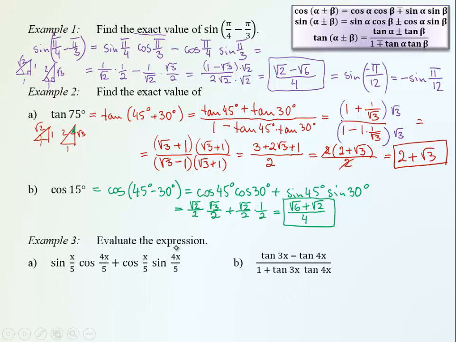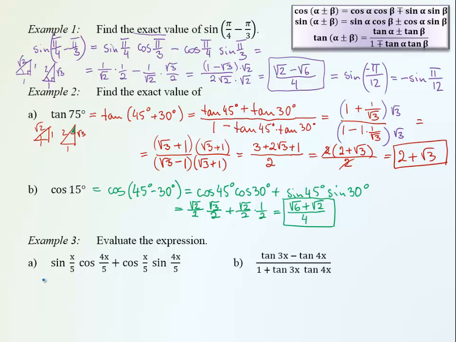Now let's evaluate the following expressions. We have sine of an angle, cosine of a different angle, cosine of the first angle, sine of the second angle. Well, that reminds me of a formula. Which formula will this be? Let's see. It must be a combination of sine and cosine, and we must have a plus between the two terms. So it's a sine of sum of angles.